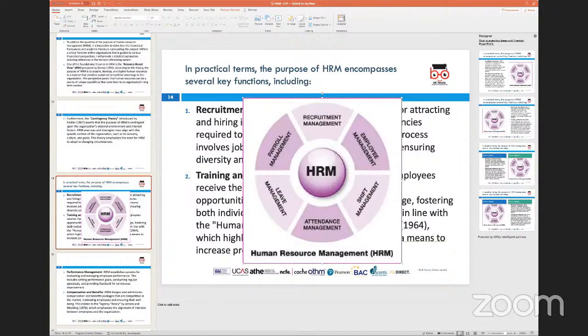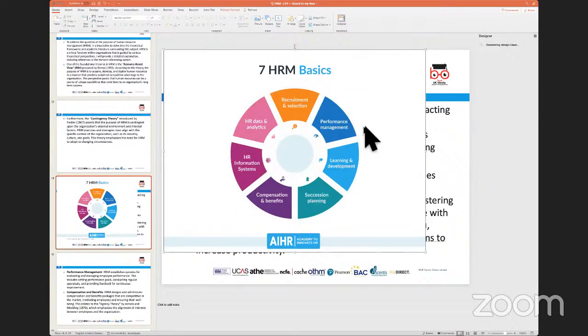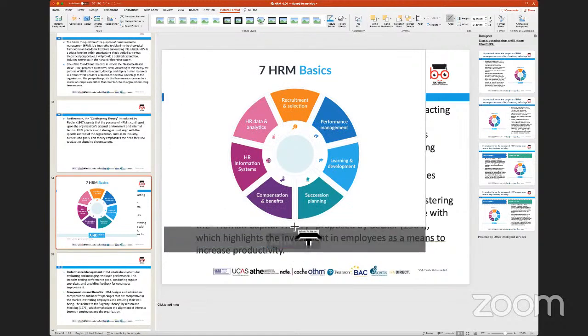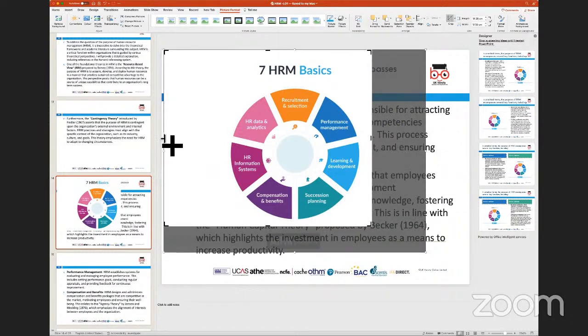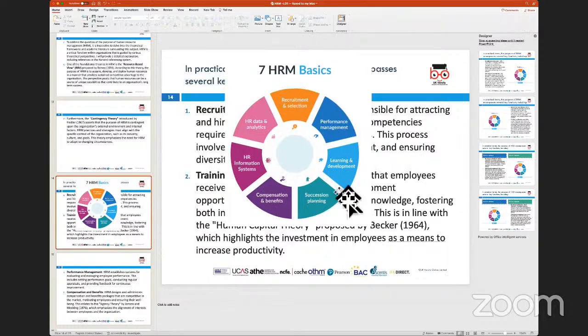So when we talk about 7 or 8 functions of HR, let me see if I can bring a better image in. Yes, this is a much better image. These are the 7 or 8 key functions of HR that people do within the organization, the basic functions that we are going to discuss in terms of the purpose of HR. What are the various functions which HR does, and that gives us the purpose of HRM.